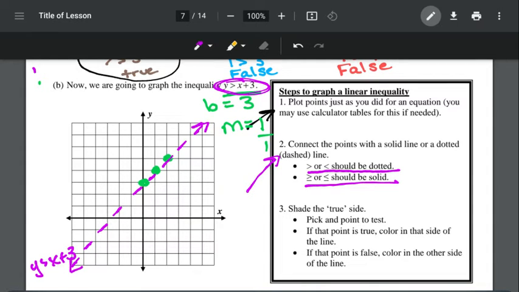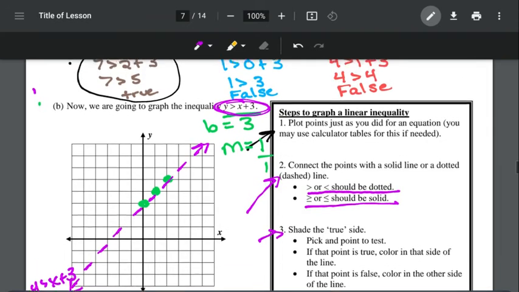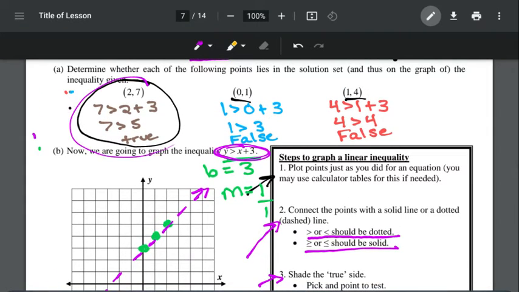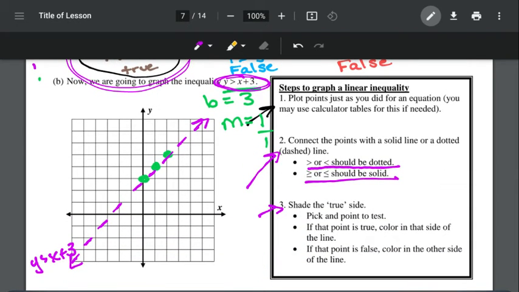Now we have one more step. Step 3 says shade the true side. We pick a point, it could be any point as long as it's not on the line. If you can pick 0, 0, that's probably the easiest one. And then you're going to color in the true side. Up top, we already figured out something that was true or false. See this point, 2, 7? That's true. So we are going to color in the true side.